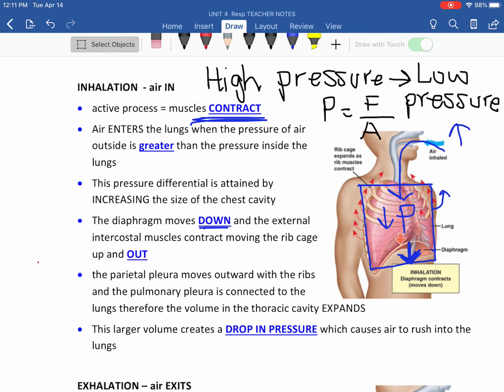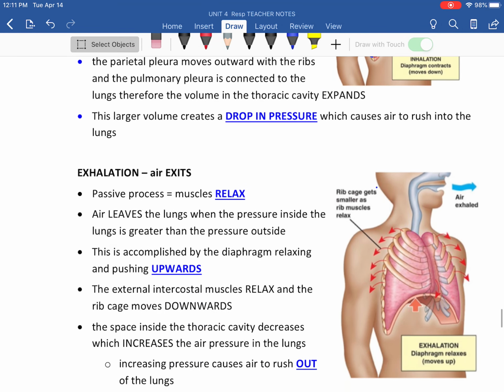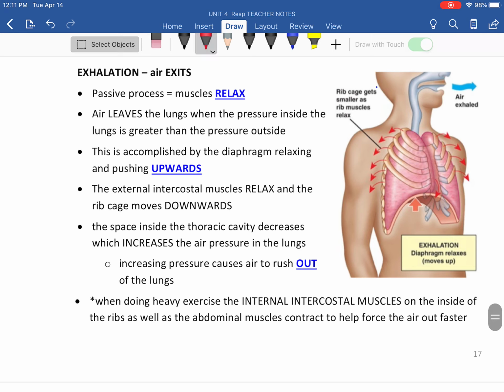Okay? All right, now breathing out is going to be the opposite process. For breathing out, this is a passive or relaxed process.